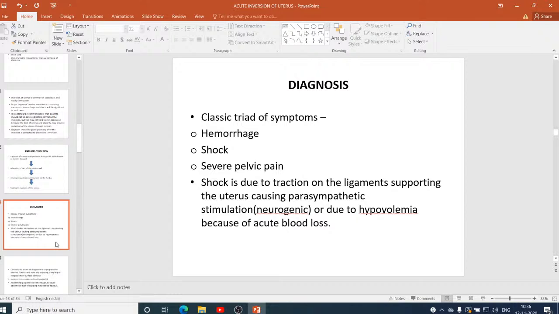Diagnosis. Usually there is a classic triad of symptoms which we see: hemorrhage, shock, as well as severe pelvic pain. The shock we usually see is a neurogenic shock here, and the shock is due to the traction on the ligaments which support the uterus, and it causes parasympathetic stimulation, that is neurogenic, or it could be hypovolemia. Hypovolemia is because of the acute blood loss which occurs.